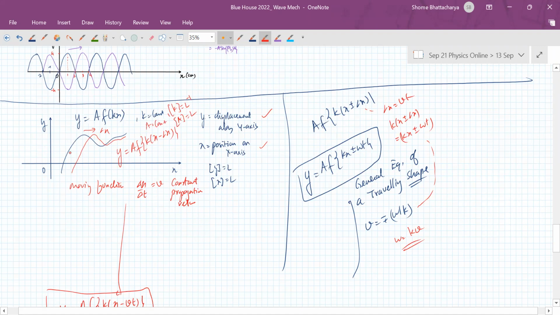Now if I want this to shift by a distance delta x, I should replace x with x minus delta x along the positive x direction. Similarly, if I wanted to shift along the negative x direction, I should replace x with x plus delta x. Now if I want to make this a continuously moving function, that means this delta x should be varying with time like this. Delta x should be some velocity into delta t. So at time t, that delta x should be vt.